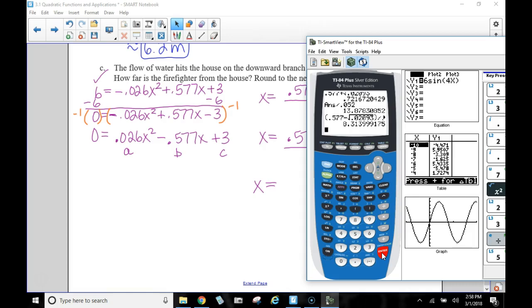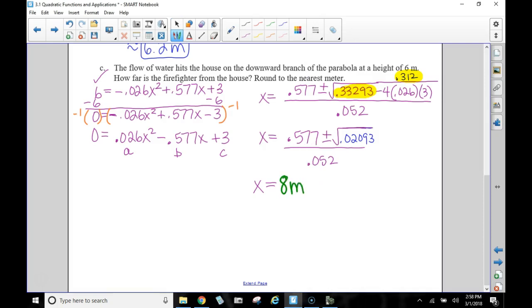So we've got two answers. Round to the nearest meter, actually. When we round to the nearest meter, we've got 8 meters or 14 meters. And our answer is going to be the 14 meters.